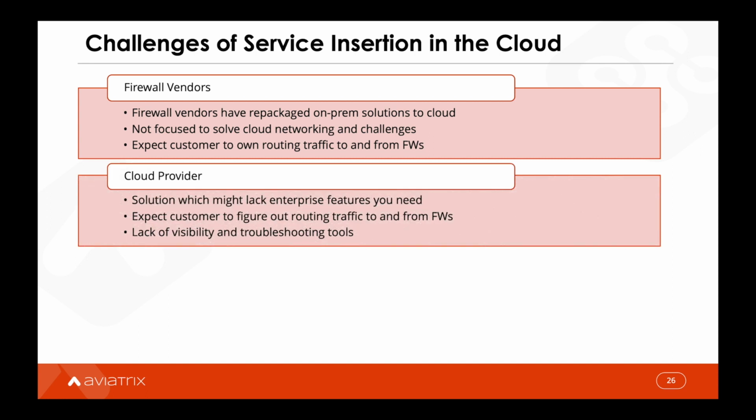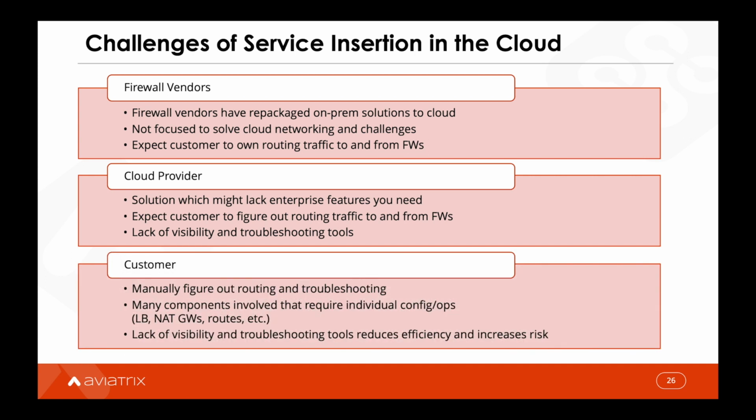From the CSP's perspective, as we discussed previously, they lack enterprise-grade networking features that customers are used to in the on-prem world. They also expect the customer to own the routing piece, the service chaining with firewalls. Moreover, when using native CSP constructs, there are major challenges with lack of visibility and troubleshooting tools. So where does that leave you, the customer? You are responsible for figuring out the routing and the troubleshooting.